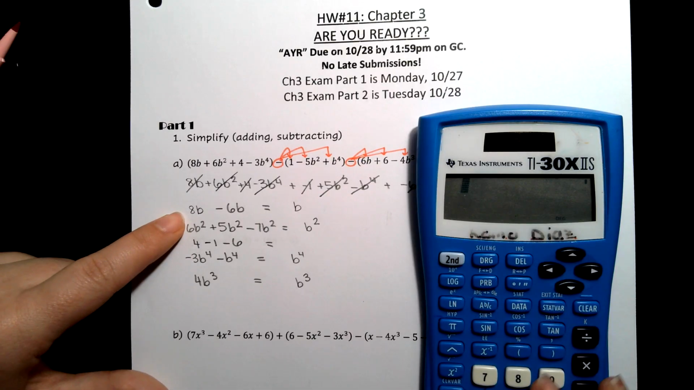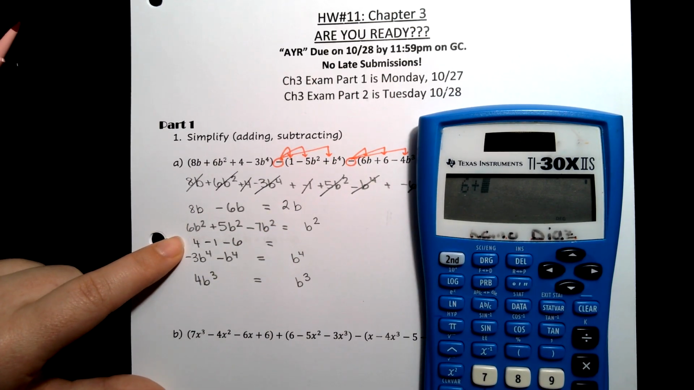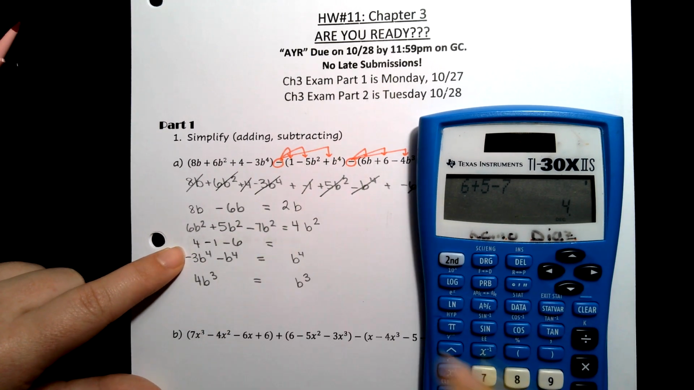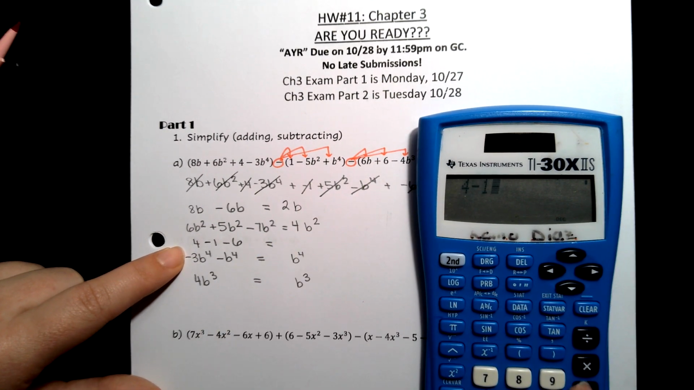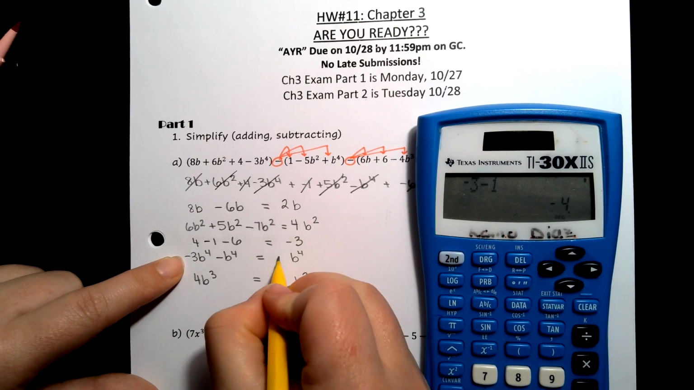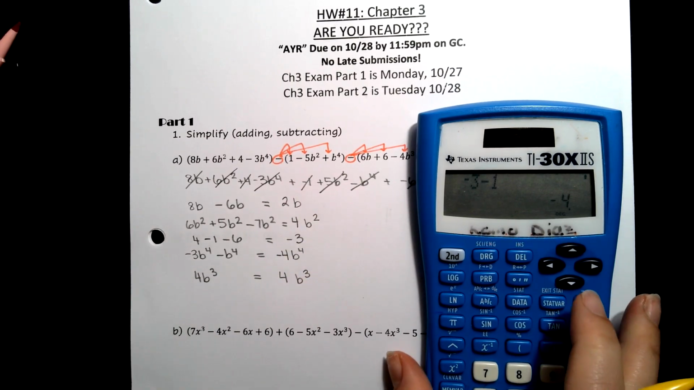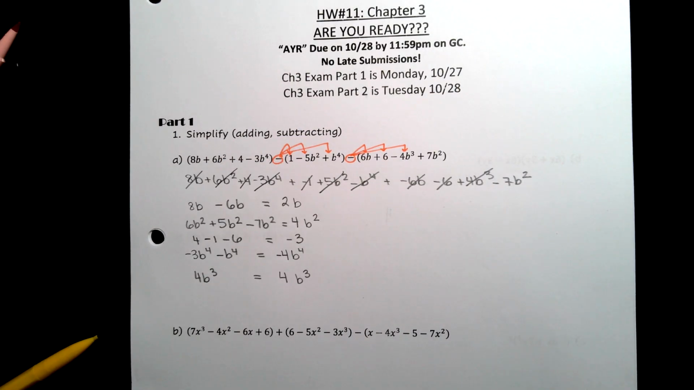Now I'm just going to type into my calculator what I see. So 6 plus 5 minus 7. I have 4 minus 1 minus 6. Negative 3 minus 1. Don't forget that 1 here. And we just have 4b cubed. Now again, this is my work. This is not my answer.